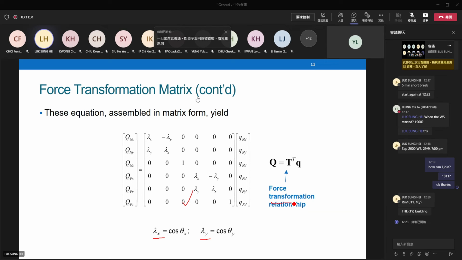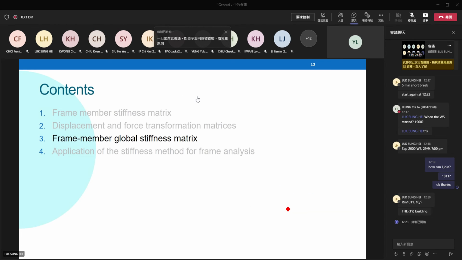Again, there are some equations that help us derive our final equation. Our final equation is the stiffness matrix in the global system. How do we derive our global matrix?